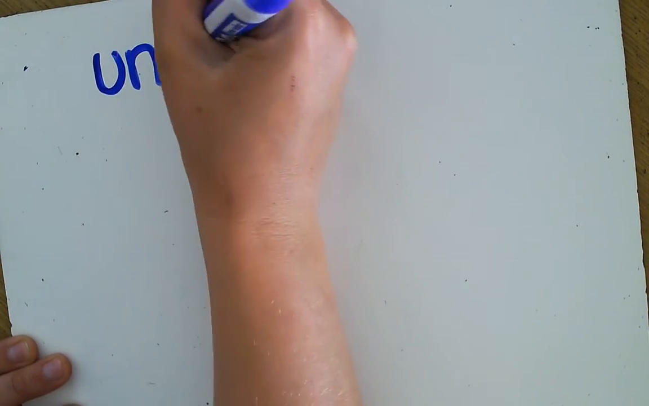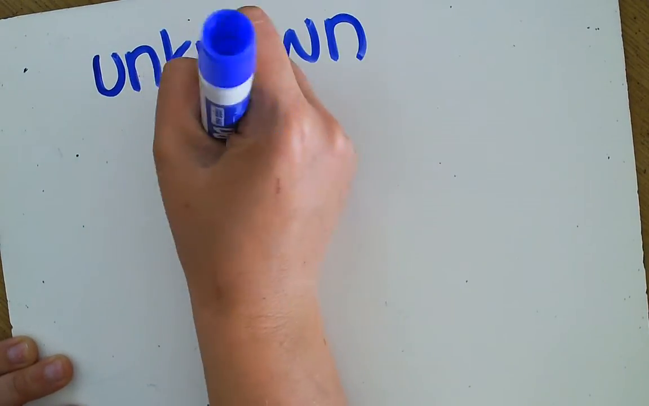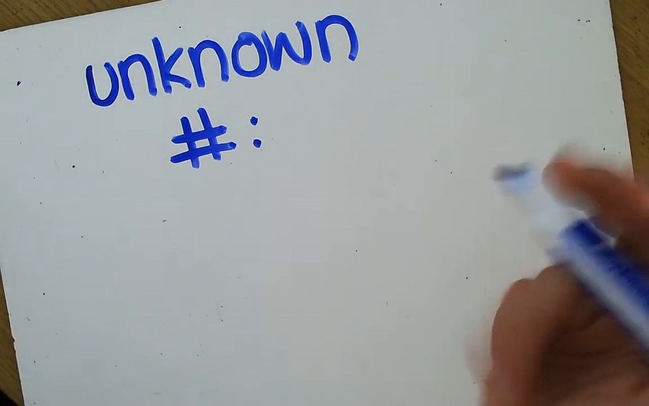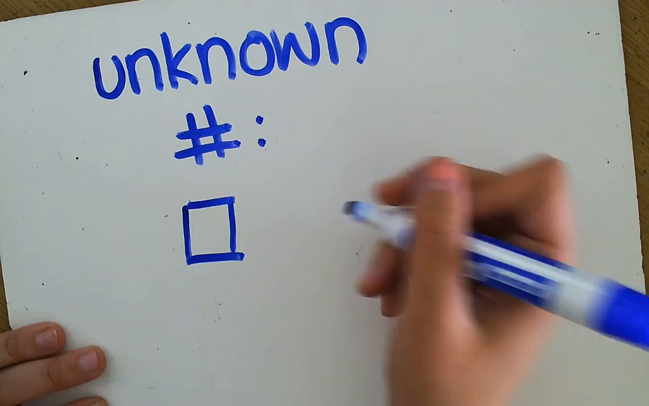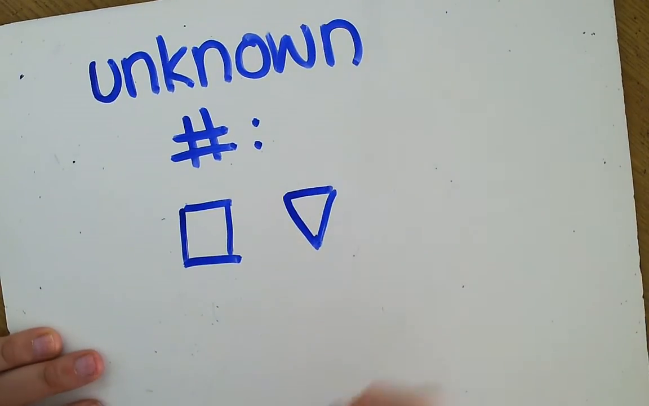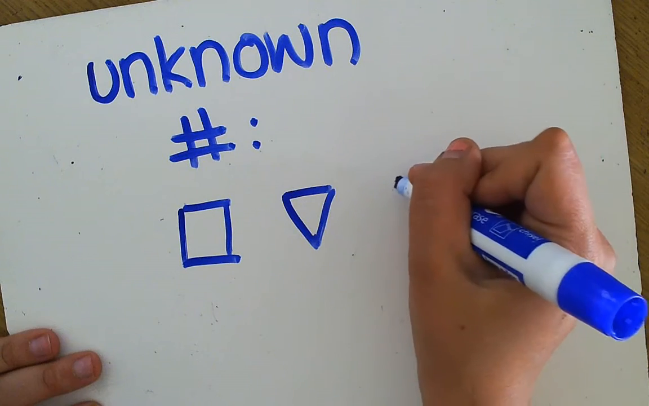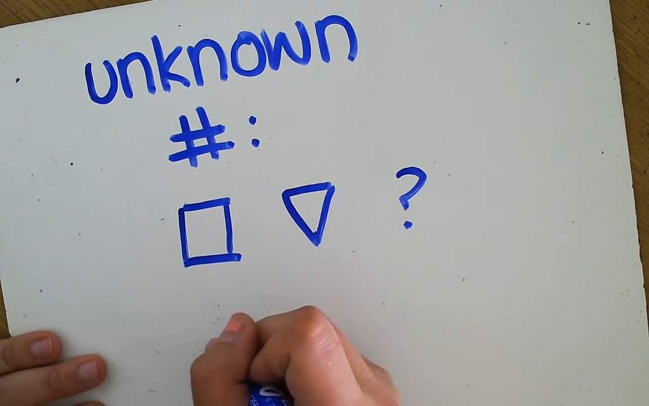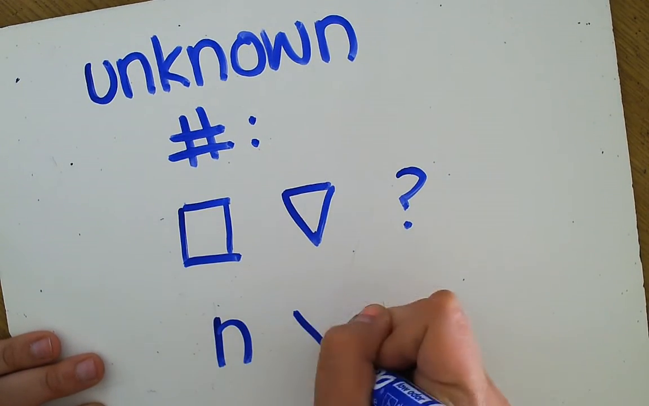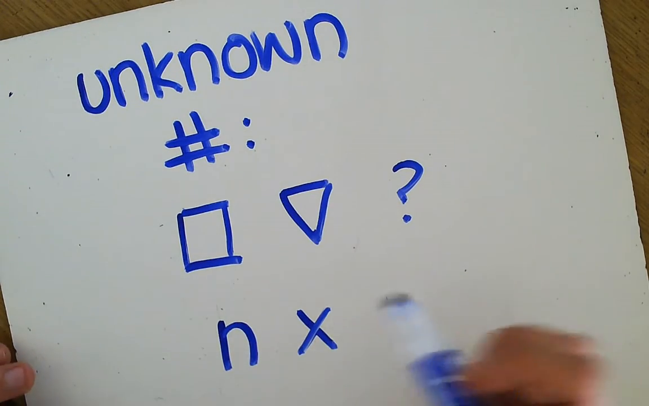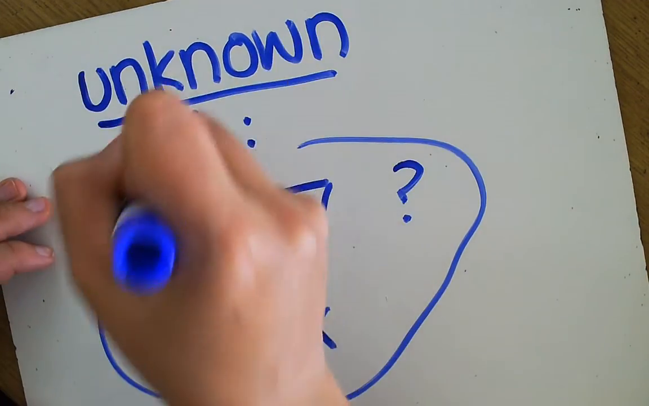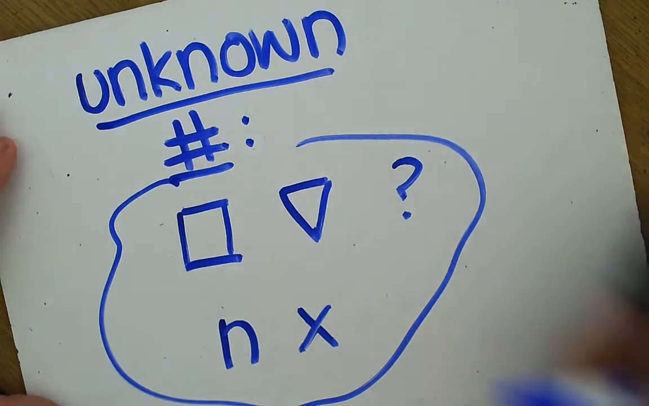Okay, so the unknown number in an equation, remember it could be represented by a number of symbols. It could be represented by maybe a square. Last time we also used a triangle. I also talked about how it could be used by a question mark. In older grades, once you get into grade 6, you're going to start using letter variables, so something like an N or an X to represent the unknown. But it doesn't matter what you use to represent it. They all mean the same thing. They are still unknown, and we're trying to figure out what they are.